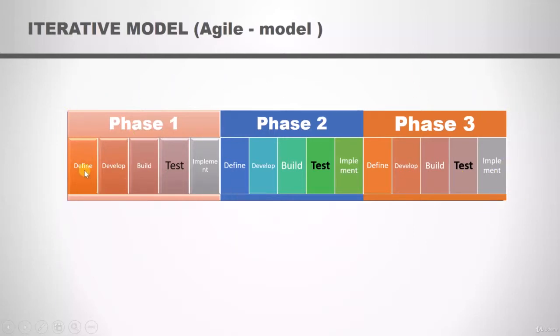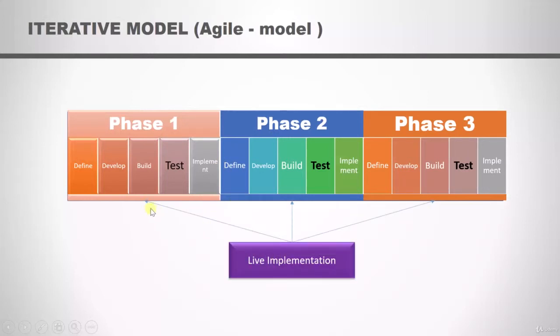Each phase has define, develop, build, test, and implement. So we can see that live implementation of the software will happen in all the phases. We are repeating the steps in each one. And this is why it is called an iterative development model. You reiterate in every phase.